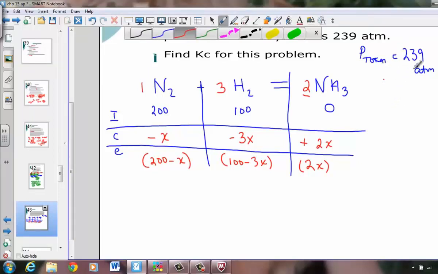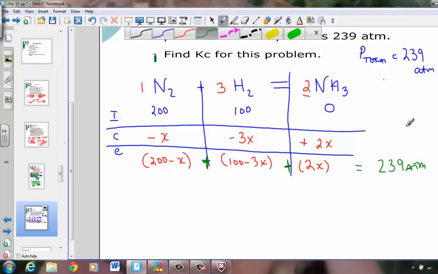What we're given is the total pressure. So let me clarify that, and I'll use green. At equilibrium, the pressure of the nitrogen, when added to the pressure of the hydrogen, when added to the pressure of the ammonia, they combine to give me a total pressure of 239 atmospheres. That's what total pressure means, the sum of the individual partial pressures.